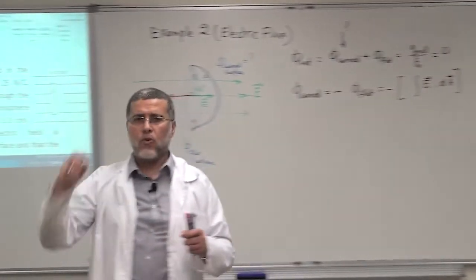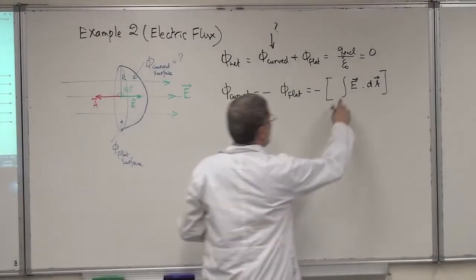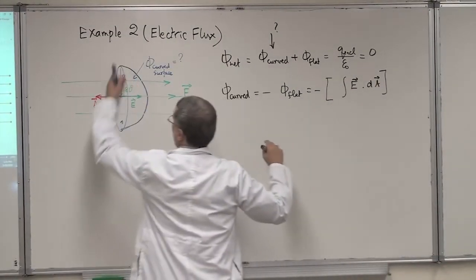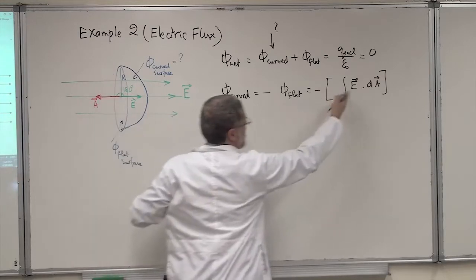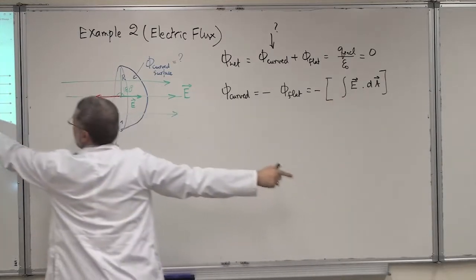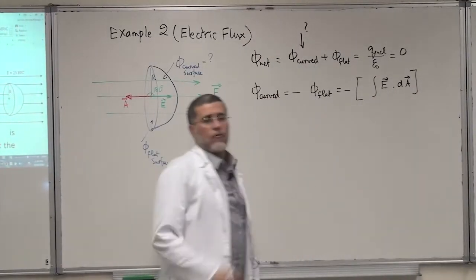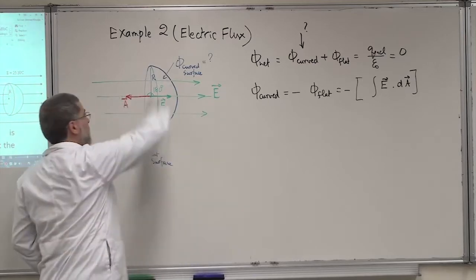To define it, it's Q enclosed over epsilon 0, or the integral of E dot dA. But I'm not going to put a closed surface, because I'm talking about the flat surface, which is not closed, okay? E is uniform. You can see it has this fixed value, and we take it out of the integration. The integral of dA will give me the area of the flat surface, okay?